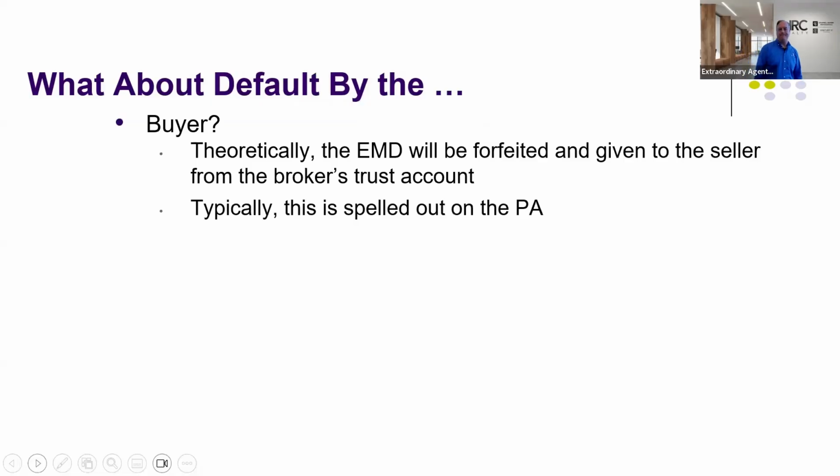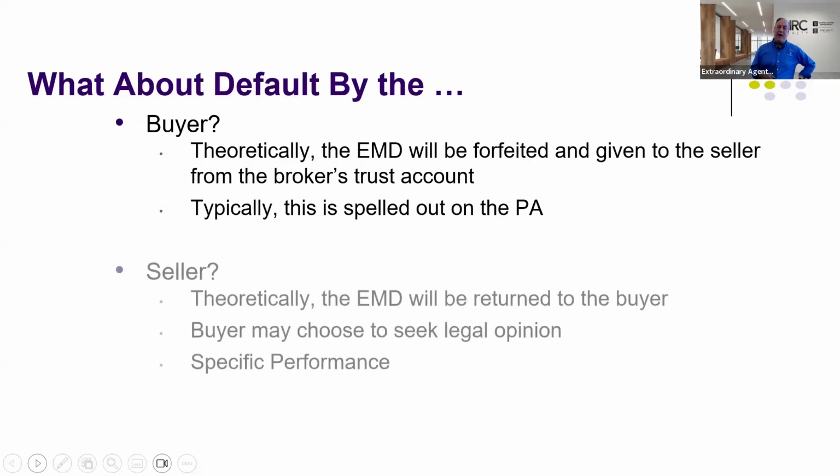So then we have default. And this is where, again, I hope that you never have to run into it, but it happens. People do silly things, both buyers and sellers. So if the buyer defaults, here's what we know. Theoretically, notice the word, the EMD will be forfeited and given to the seller from the broker's trust account. And typically it's spelled out in the PA. So just that easy, it goes to the seller, right? Oh, no, no, no. No, it does not. What about when a seller defaults?